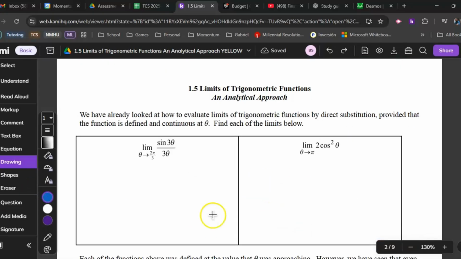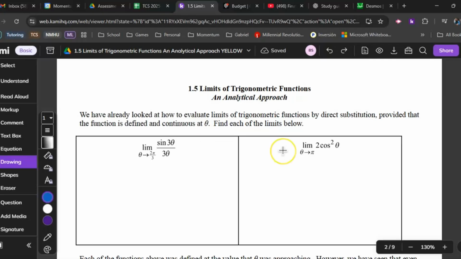Amazing. All right, let's talk about limits of trigonometric functions. An analytical approach. So, what's the first thing we always do, actually? Let's just start there. What do we always do? Plug it in. Why would we not plug it in? Because we're dividing by 0. What's going to make this thing divide by 0? There's only one value. It's not a trick question. If I have 3x on the bottom, what would make it 0?